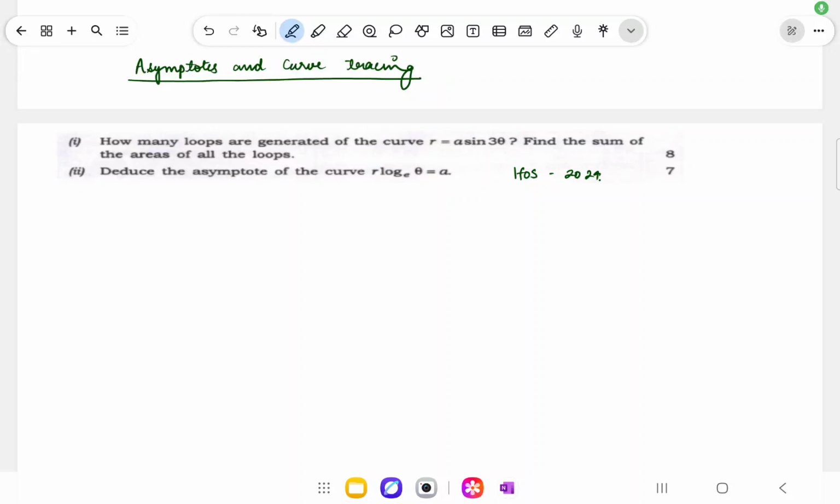So today let's discuss questions related to asymptotes and curve tracing. There were only 5 to 6 questions asked on this topic. So let's see them one by one.